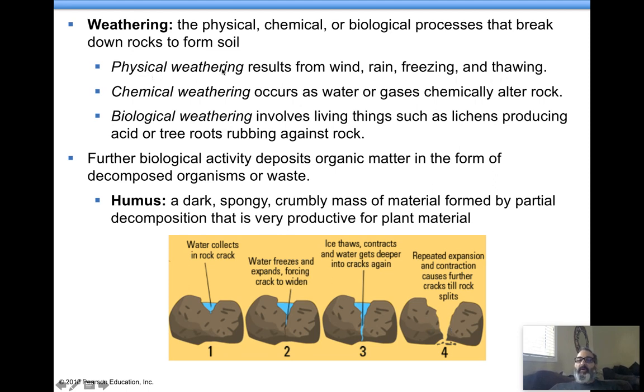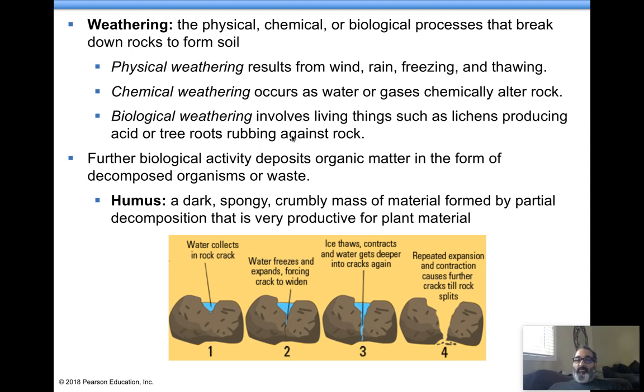This is physical weathering. Chemical would be, for example, acidic compounds that are produced, and those will chemically alter the rock. Water can dissolve things and cause chemical reactions to take place. Certain gases, along with water, can cause reactions to take place. Biological weathering involves lichens, for example. Lichens produce acids, and those acids help break down the rocks. That's how rock forms when we're talking about succession.